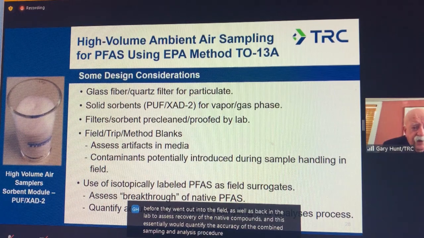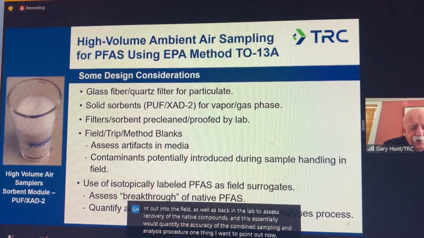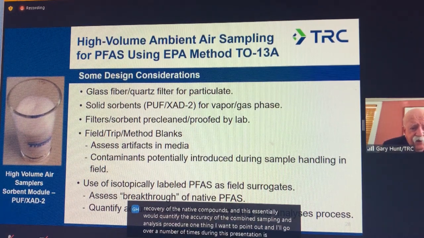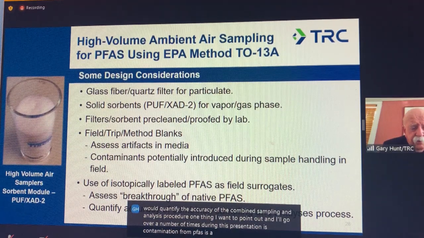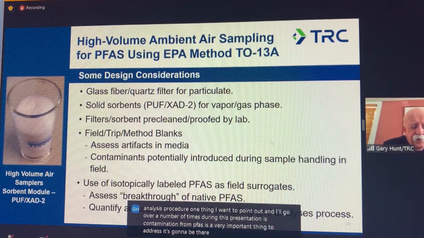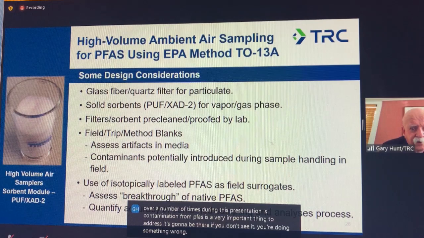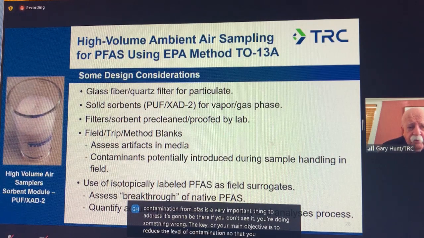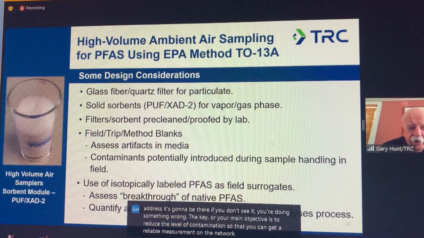One thing I want to point out, and I'll go over it a number of times during this presentation, is that contamination from PFAS is a very important thing to address. It's going to be there. If you don't see it, you're doing something wrong. Your key or main objective is to reduce the level of contamination so that you can get a reliable measurement on the native compounds in ambient air.